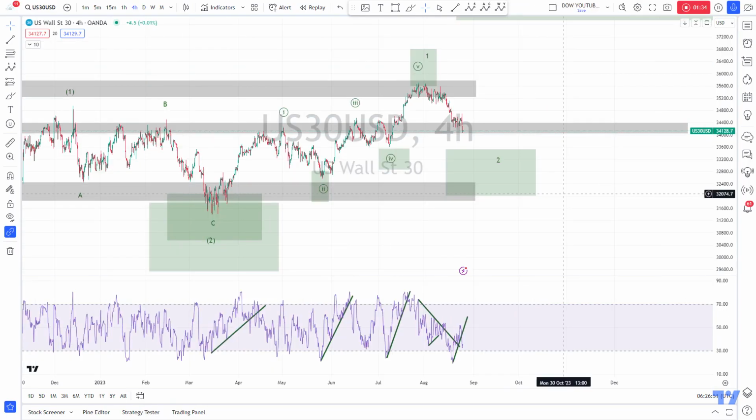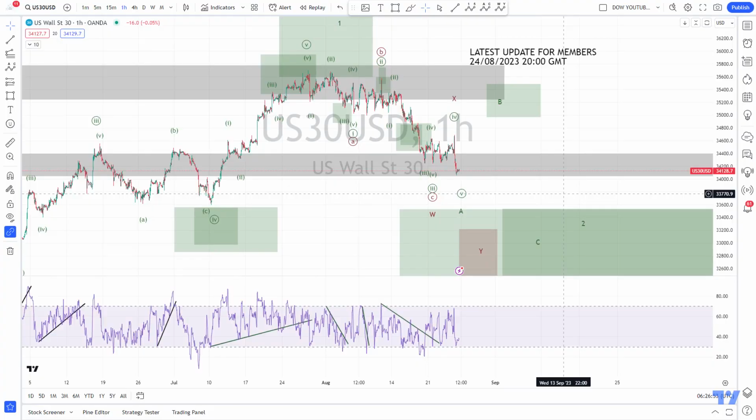So this is also annotated here. The annotations in green reflect the ABC correction. So then we have 1, 2, 3, 4, 5 down, and here this fifth wave is for the moment difficult to interpret because we just have this straight line down here. We do not really see sub waves.